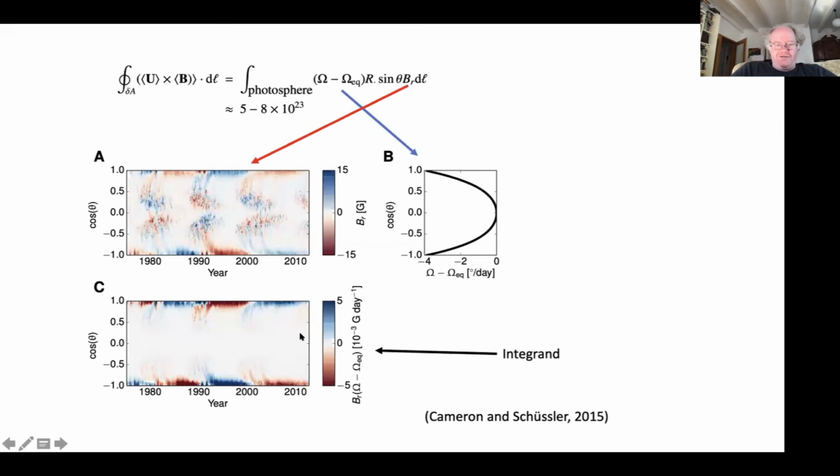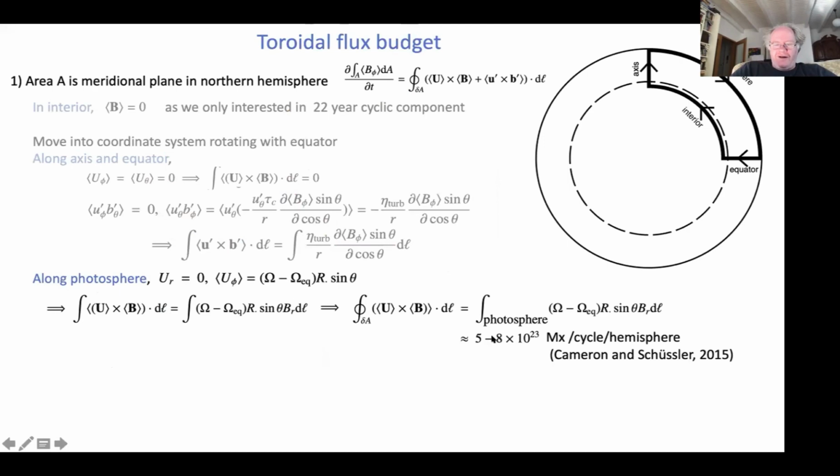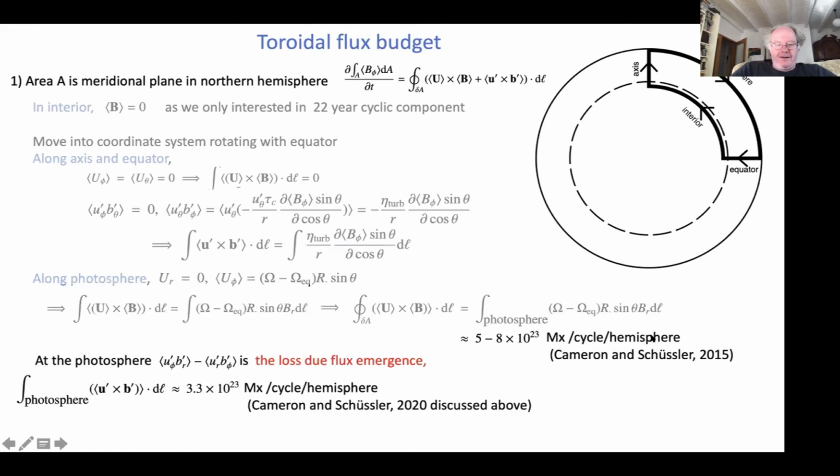So I can integrate this, and if I do, I find 5 to 8 times 10^23 Maxwells per cycle per hemisphere. We also had, from before, a loss term of 3 to 5 times 10^23 Maxwells per cycle per hemisphere, which was discussed in this later paper. So basically the point is we're generating, by the winding up of the differential rotation, 5 to 8 times 10^23 Maxwells, and we're losing 3.3 to 5 times 10^23 Maxwells escaping through the solar surface.